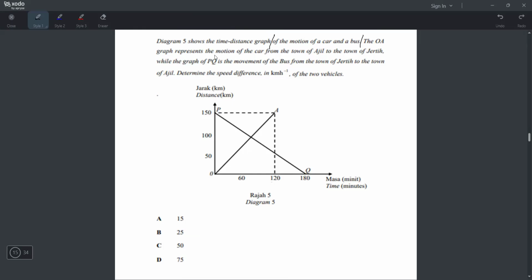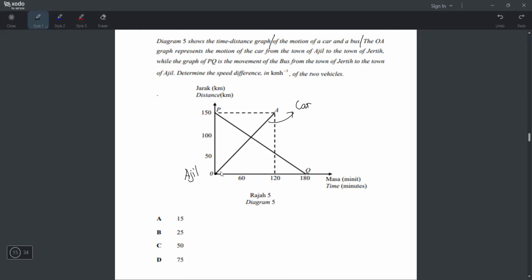The OA graph represents the motion of a car from town Ajil to town Jerte. I think I have to label, otherwise I will forget. So OA is the motion of the car. So this one I put an arrow and write car. And they say here from town Ajil to Jerte. So I think when the time is 0, this is Ajil.